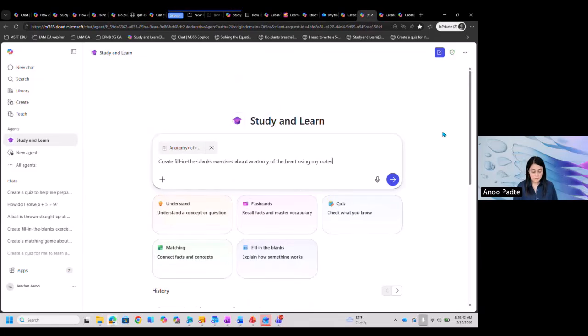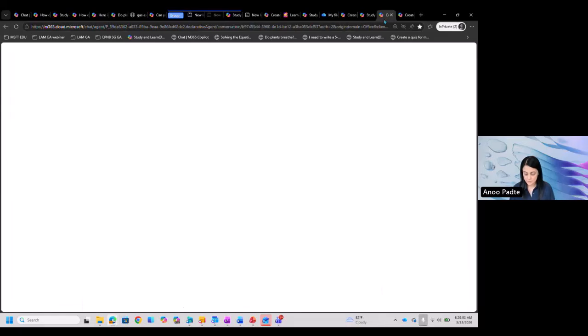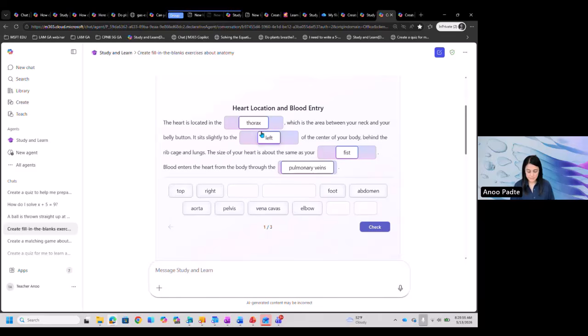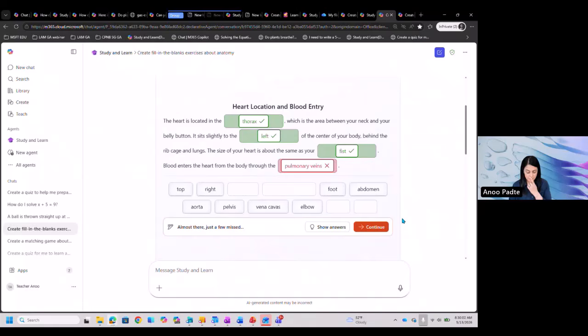Next thing you can do, you can also do a fill in the blanks activity. Again, you can attach your own notes and you can get a fill in the blanks activity. I did that earlier, and here's my fill in the blanks activity. I was answering this first card that came out: the heart is located in the thorax, which is the area between... And I was dragging these. Let's see how I did on this one. I didn't get that right.